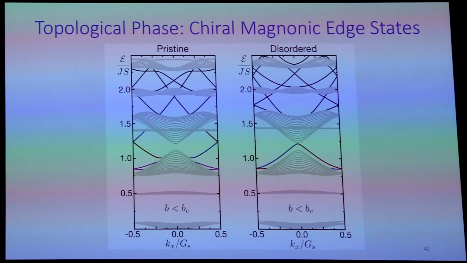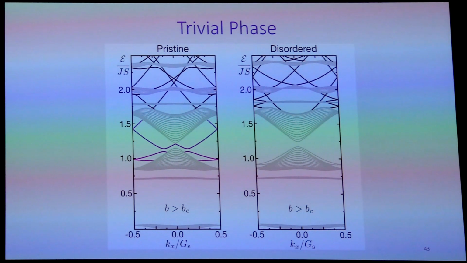And we confirm that in the topological phase, below the critical field, we do see those chiral magnonic edge states. They are robust against disorder. We include disorder near the edges, and they remain there. So I'm talking about those blue and red states in the third gap. And in the trivial phase, even though there are edge states, those are trivial. We can remove them by disorder, which is what I'm showing in this slide.